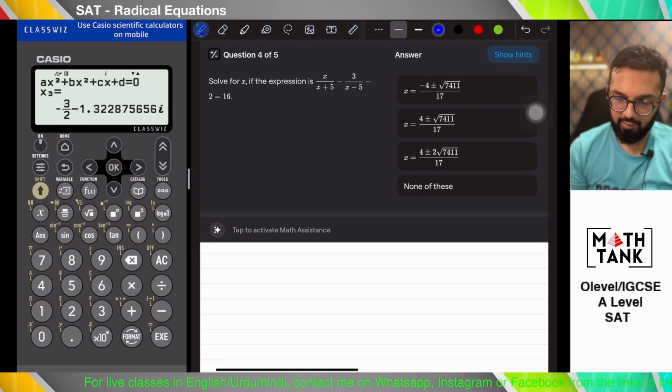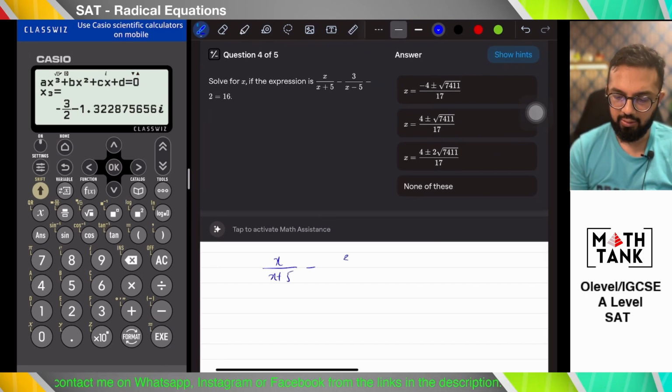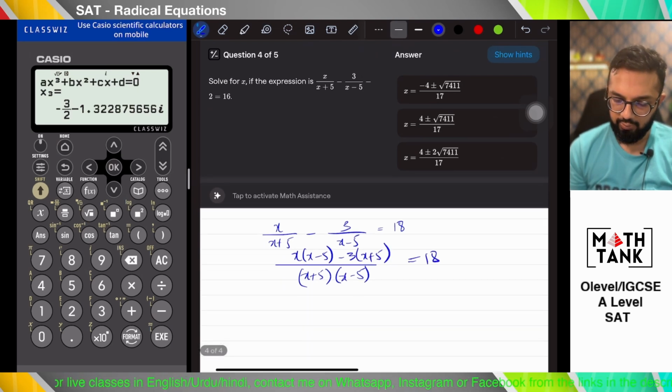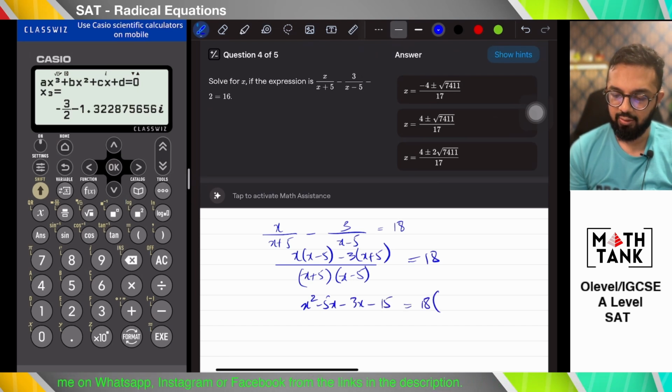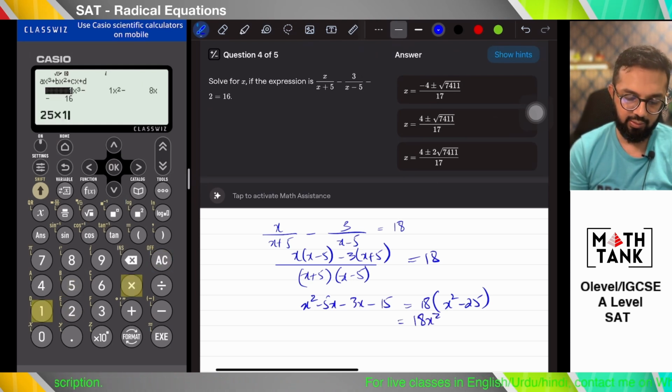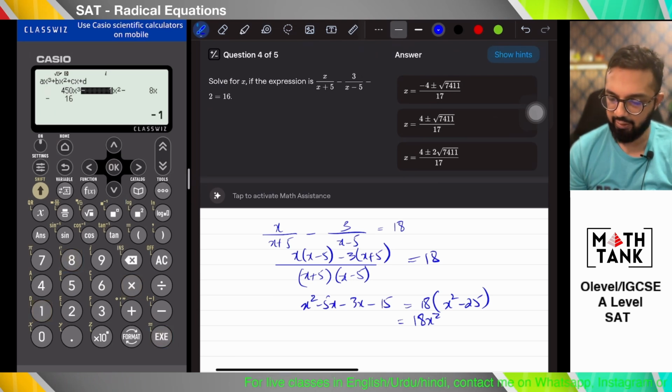Okay, this one is again a quadratic of sorts. So x over x plus 5 minus 3 over x minus 5. I'm going to take 2 to the other side and add it up. So x plus 5 and x minus 5, x into x minus 5 minus 3 into x plus 5. So x squared minus 5x minus 3x minus 15. 18 into x squared minus 25. So I have 18x squared. What's 25 into 18? Let's just multiply and see here only. 450.